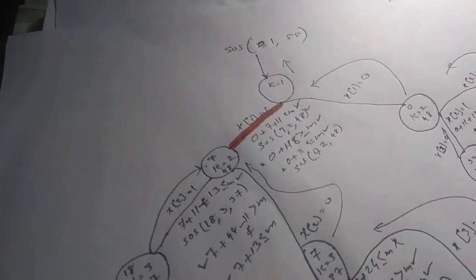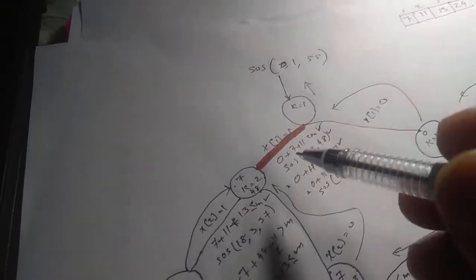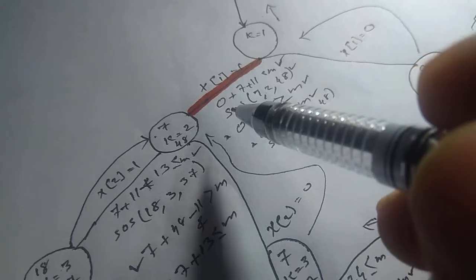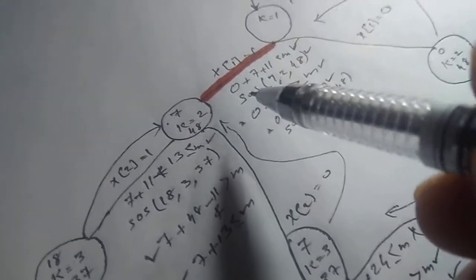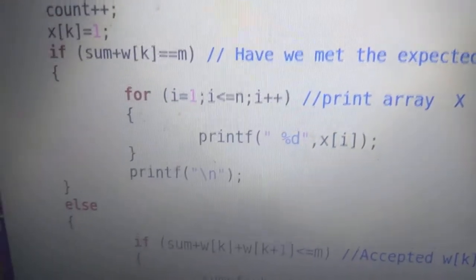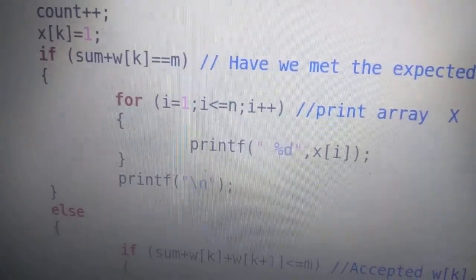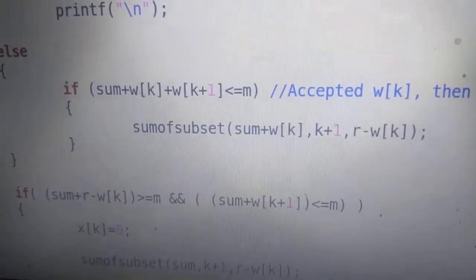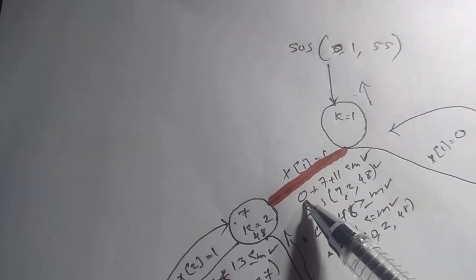What does it have to do? First it will make x of 1 equal to 1. Then, see the algorithm, it has to check sum, comma, wk is equal to m. Our sum is 0 now. Then it will fall in the if statement. Inside the if statement it will try sum plus wk plus wk plus 1. So sum is 0 and k is equal to 1, sum plus wk.